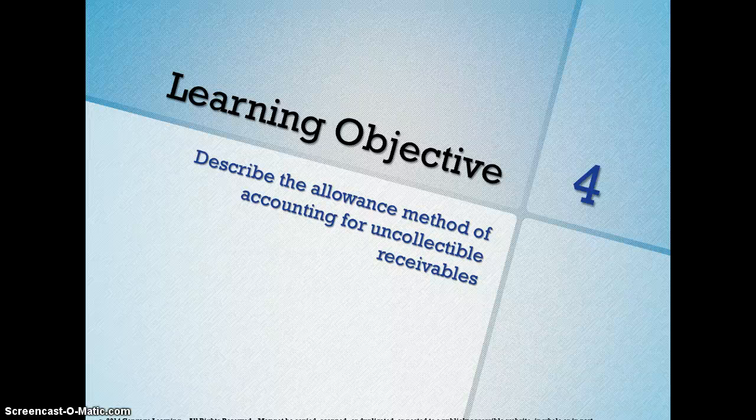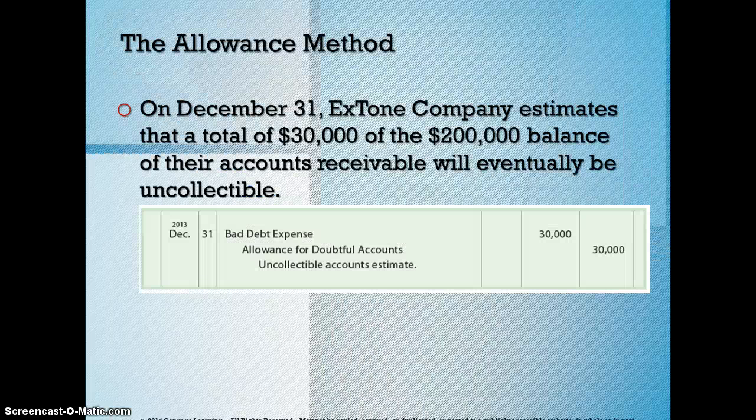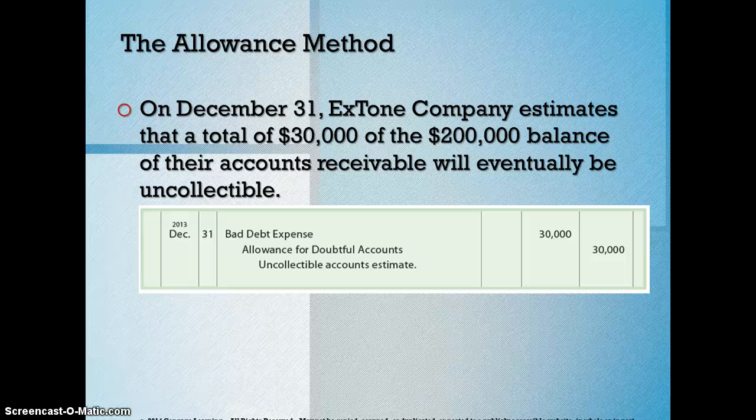But objective 4 is where you should spend the most amount of your time. It says describe the allowance method of accounting for uncollectible receivables. Okay, so the allowance method, what it does is it gives us, essentially, through this adjusting entry that you're seeing right here, we create this pool of bad debt expense to pull from.